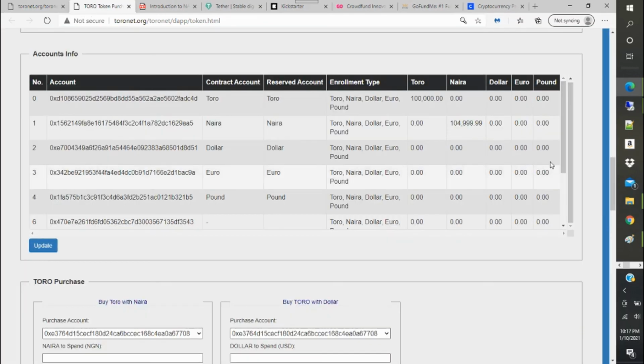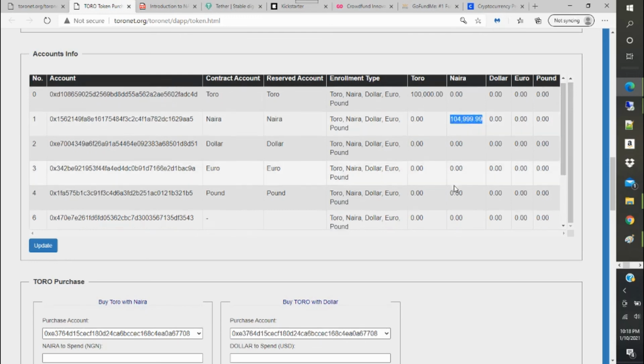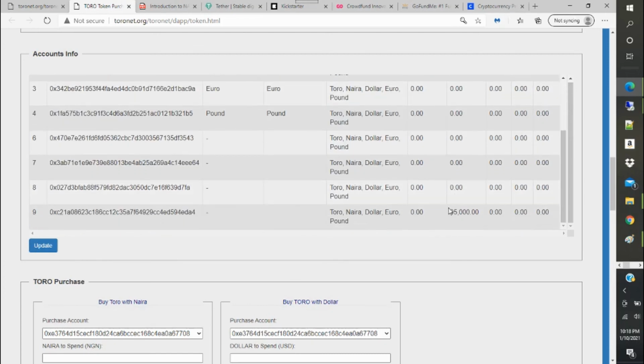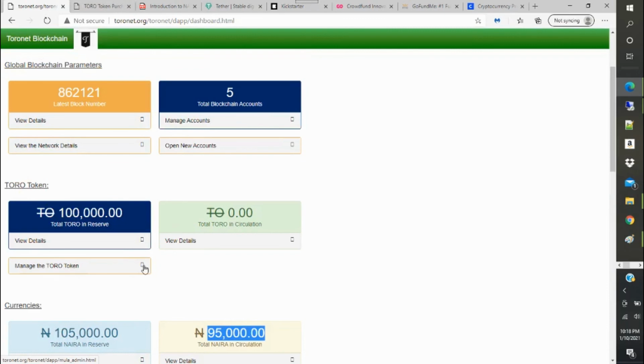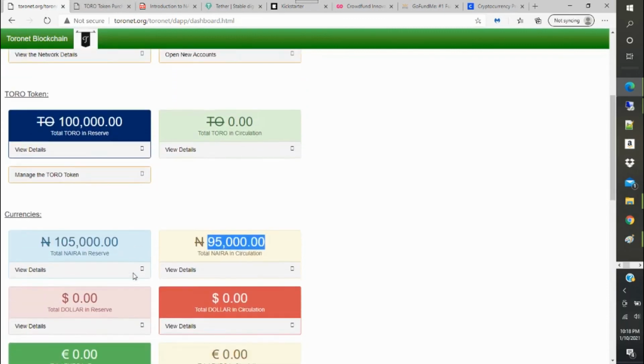So we're going to see here the reserve now has 105,000, and the customer has this amount which the customer is going to withdraw from the blockchain. So that's the last step. Let the customer withdraw this amount.